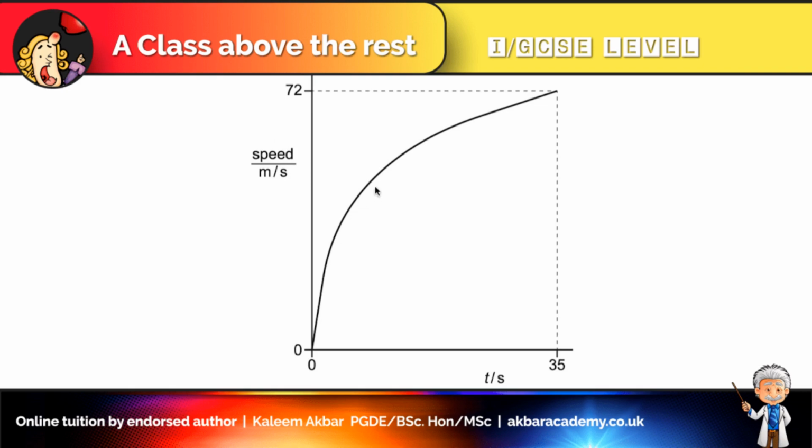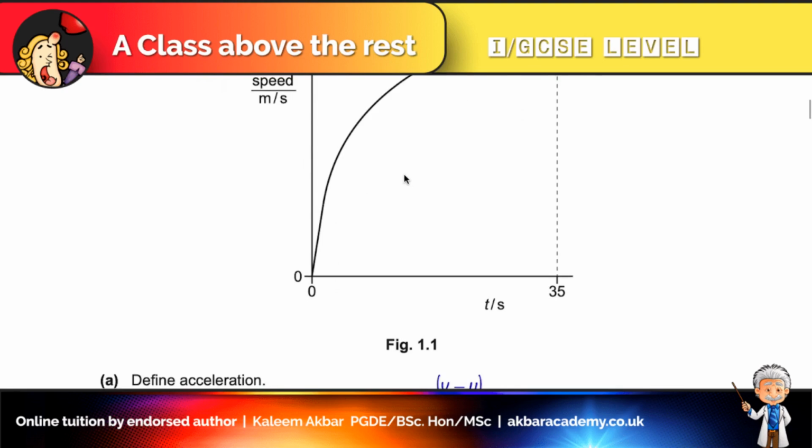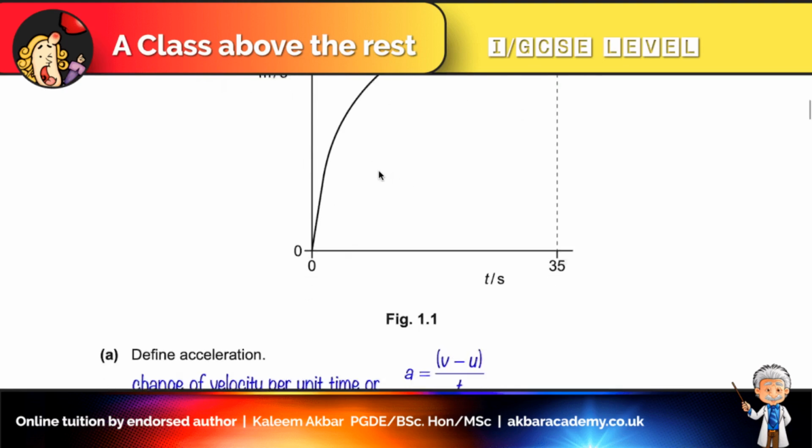But in the middle here, for most of this mid part, the gradient is changing, which means the acceleration is changing. So it's constant at the beginning, a big constant acceleration, a smaller constant acceleration at the end, and changing in between. Question A says, define acceleration.